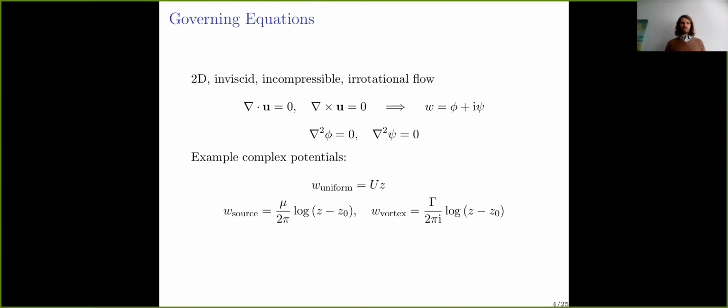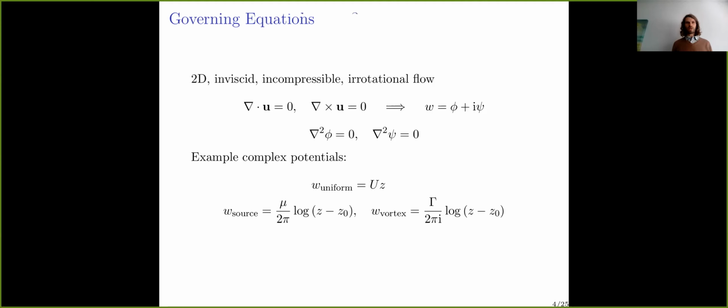So the governing equations, we're going to be working with 2D, inviscid, incompressible and irrotational flow. All that means that we can just use the complex potential, and we're going to be able to write down complex potentials for various things. If you've forgotten what those look like, here are some examples. Very simple. You have uniform flow. You can write down a point source and a point vortex. And we're going to write some of these down and try to meet our conditions using that.